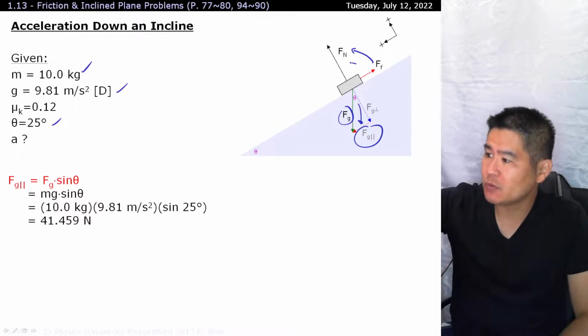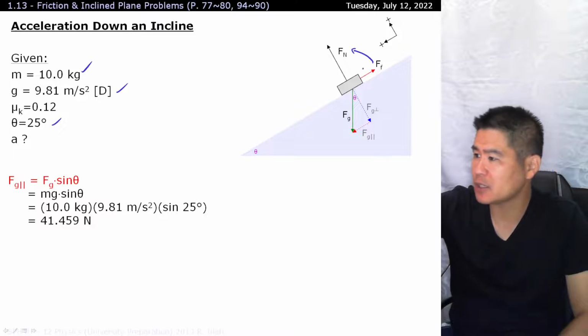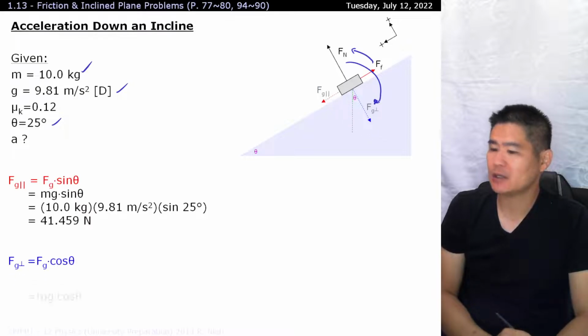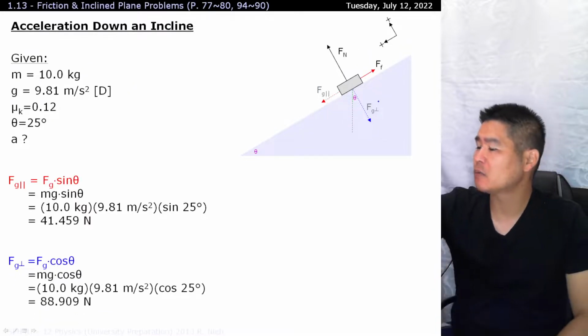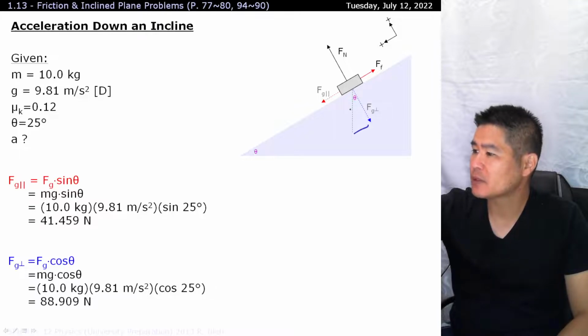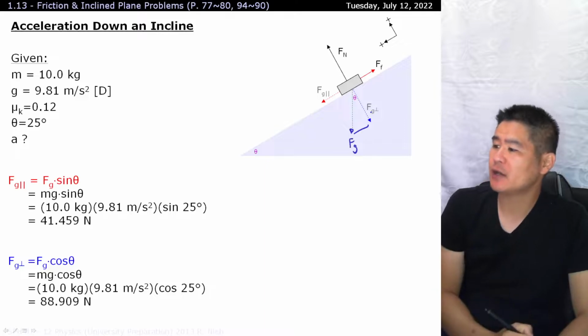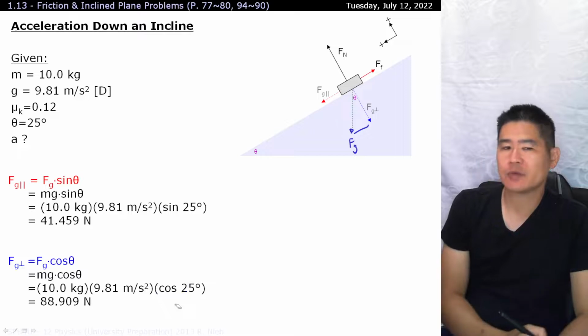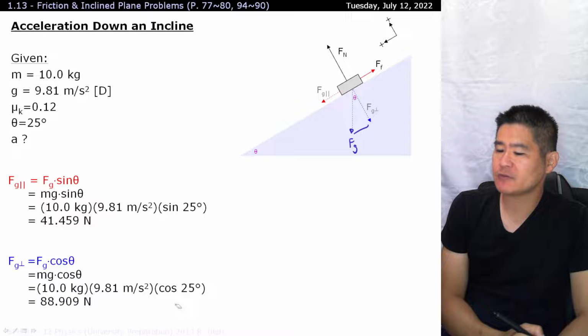And the normal force will compete with the force of gravity perpendicularly. So over here, we'll compete with that. That's why we also need to solve for FG perpendicular. And FG perpendicular will work out to FG, which is this vector down here, times the cosine of theta, and that's why we have a cosine there. So 10 kilograms times 9.81 times the cosine of 25 degrees will give us our FG perpendicular.